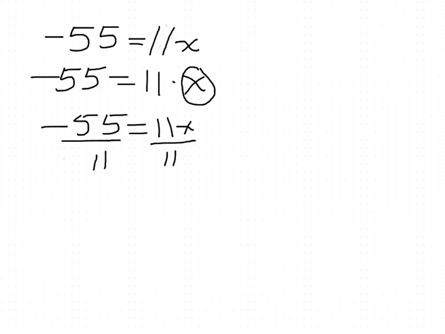Negative 55 divided by 11 is negative 5. So we have negative 5 is equal to x. Now let's check this really fast.